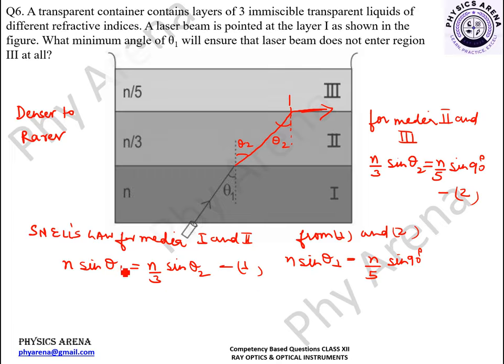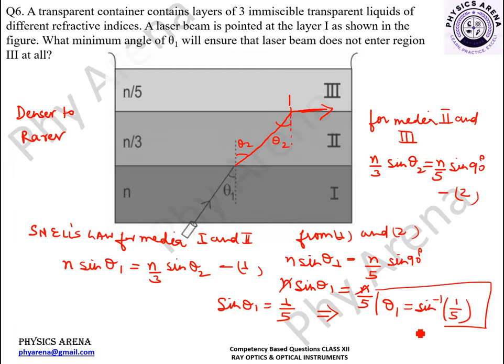You can see that n sine theta 1 is equal to n by 3 sine theta 2, and n by 3 sine theta 2 is equal to n by 5 sine 90. So this gives us n sine theta 1 is equal to n by 5 sine 90. Sine 90 is 1, so n sine theta 1 is equal to n by 5. The n gets cancelled out, and I am left with sine theta 1 is equal to 1 by 5. If I take the inverse of this, it gives me theta 1. So theta 1 is equal to sine inverse of 1 by 5.